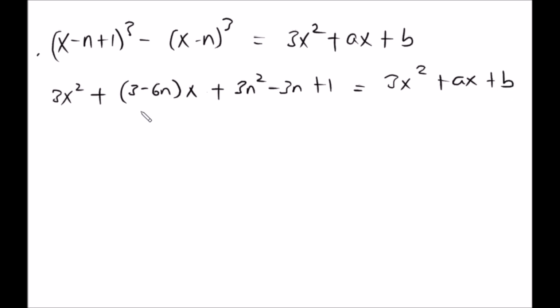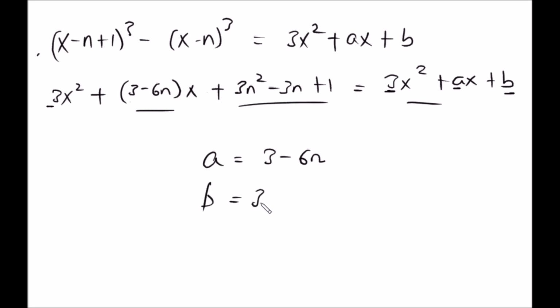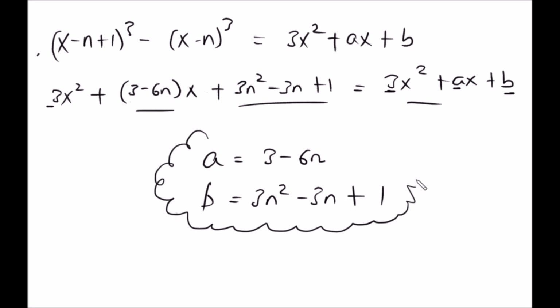So remember alisema hizi mbili they are equal for all values of x. Maanake we can equate the coefficient of like powers. Kwa hiyo 3 ni sawa na 3. A itakuwa ni sawa na 3 minus 6n. Alafu B, tunaona A na huyu, B itakuwa ni sawa na huyu. Kwa hiyo B itakuwa ni sawa na 3n squared minus 3n plus 1. So swali lilisema find A and B in terms of n. Ndio hizo hapo. So this is example 1.